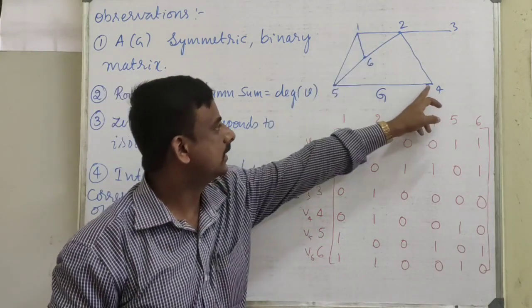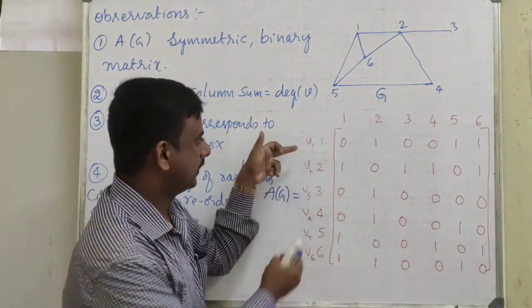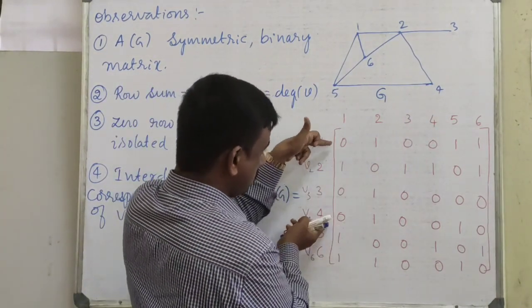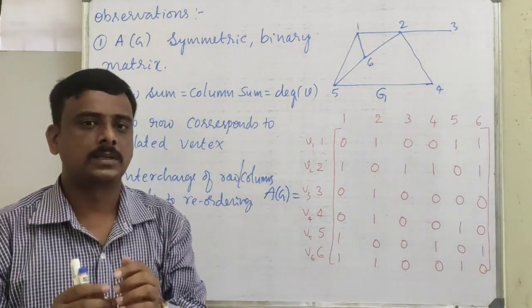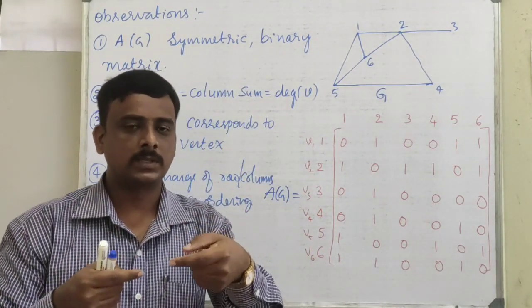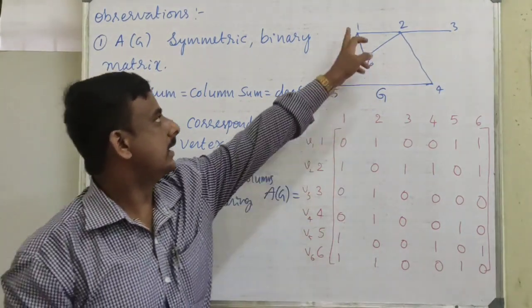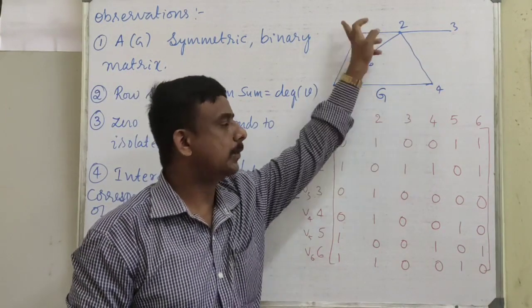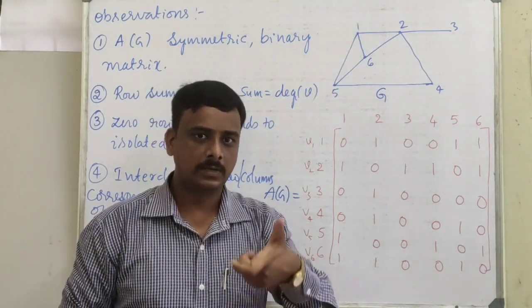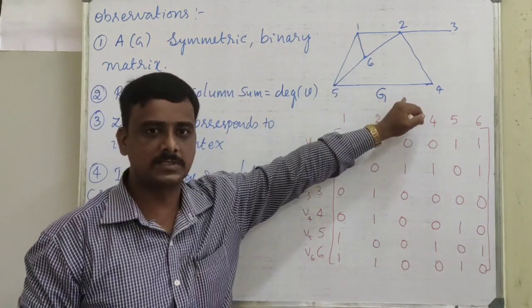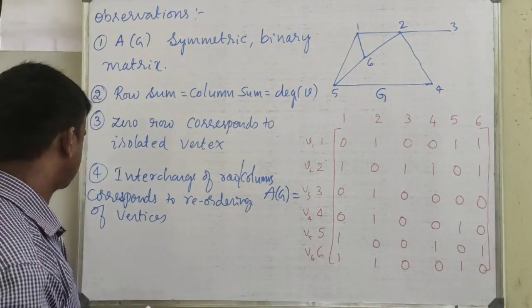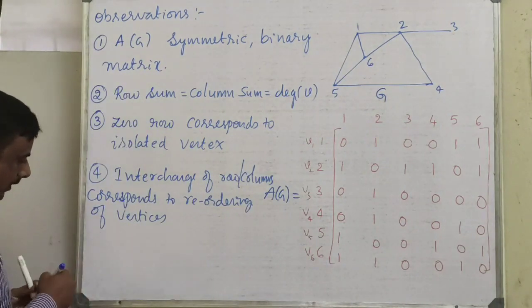Suppose here I write 4 and here I write 1, so the row here gets interchanged with this row. So if you take an adjacency matrix and interchange two rows, that represents the relabeling or reordering of the vertices in the original graph. If you interchange rows or columns, correspondingly those vertices get interchanged in the graph. So that's about point 4. So point 5.